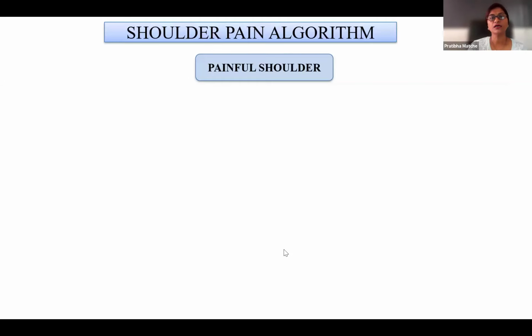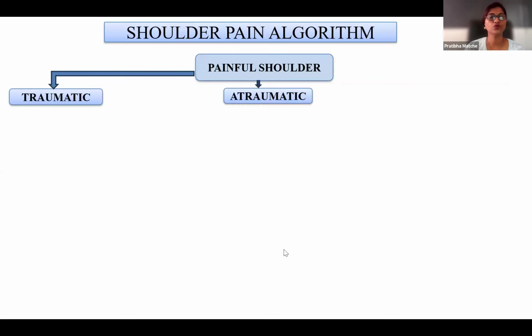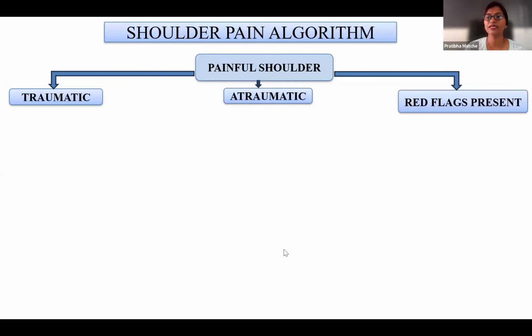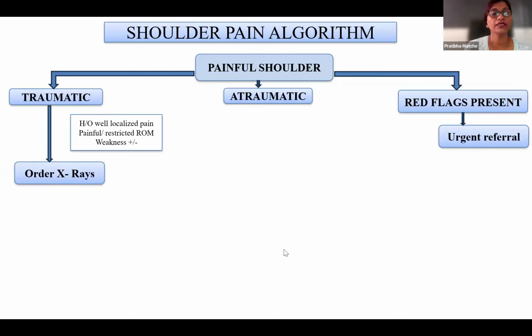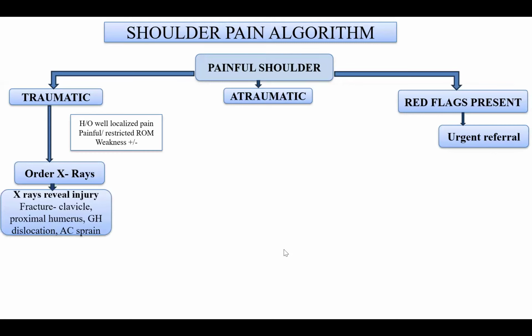Now, this is the overview of the shoulder pain algorithm. Whenever the patient comes with a painful shoulder, find out whether it is traumatic or atraumatic, and if red flags are present, you urgently refer the patient. If it is traumatic with a history of well-localized pain, painful and restricted range of motion, and weakness may or may not be present, you ask for an X-ray.